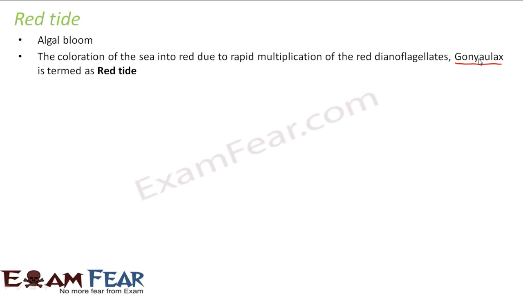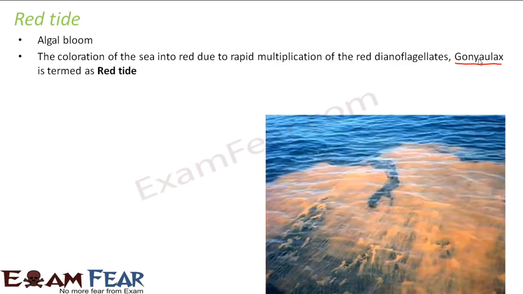So what is the name of this red Dinoflagellates? Gonyaulax. So this is how a red tide looks like. Here if you see, the water was blue in color, but due to the rapid increase in population of the Gonyaulax, this portion of the sea looks red. So that is known as red tide.